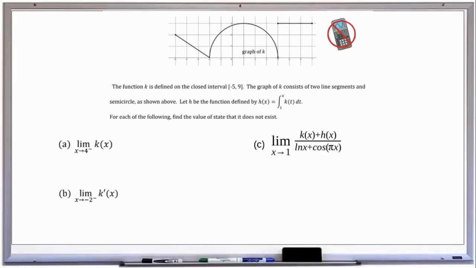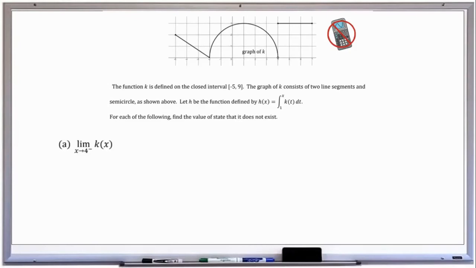So now it's time for FRQs. The function k is defined on the closed interval negative 5 to 9. The graph of k consists of 2 line segments and a semicircle, as shown above. Let h be the function defined by h of x equals the integral from 1 to x of k of t dt. For each of the following, find the value or state that it does not exist. So for our first one, A, the limit of k of x as x approaches 4 from the left. That's what that negative is there for.